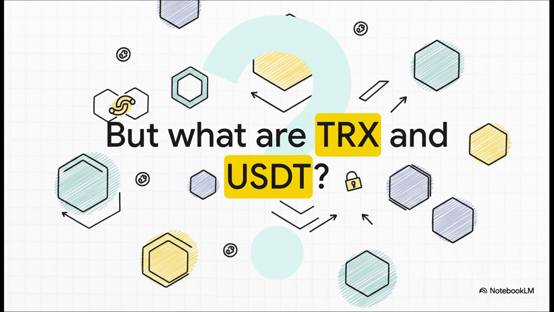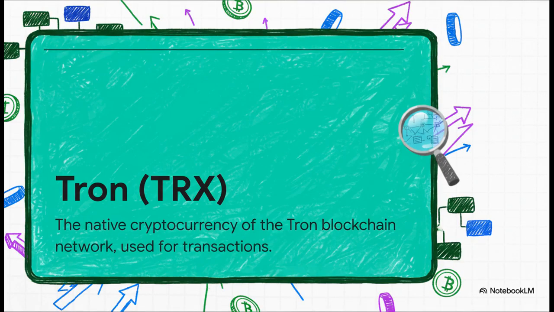Okay, so we've been throwing around some acronyms here. TRX, USDT, even SOL on the other card. And if you're kind of new to crypto, it can all sound like a bit of an alphabet soup, right? So let's just quickly clear up what these actually are. So first up, TRX. That's the main or native coin for the Tron blockchain. A simple way to think about it is, well, the US has the dollar, right? Europe has the euro. The Tron network has TRX. It's just the currency you use to do stuff on that particular network.